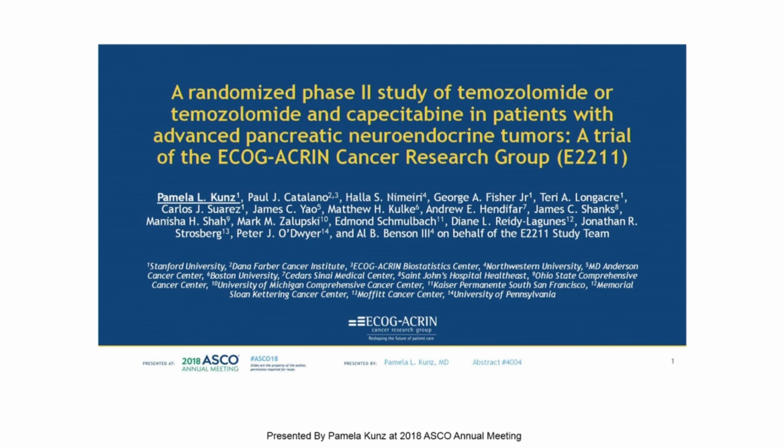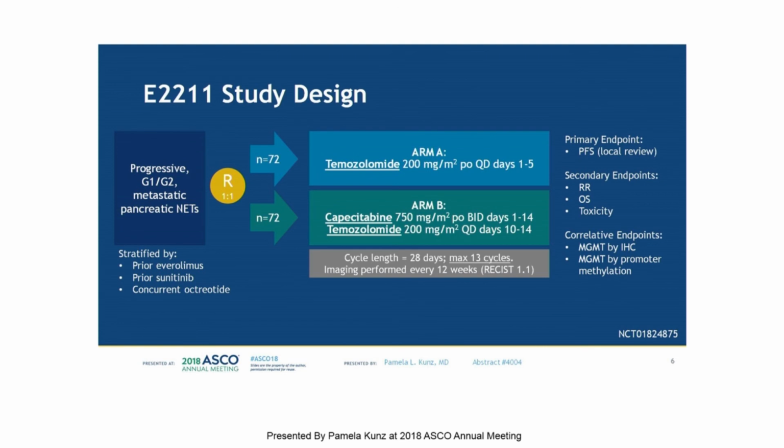But in my last few minutes here, I would like to bring the audience up to speed with some very exciting, very new randomized data that we just learned about a few months ago at the 2018 ASCO meeting. ASCO colleagues, Pam Kuntz and colleagues, reported on this randomized phase 2 study of temozolomide or temozolomide and capecitabine in patients with advanced pancreatic neuroendocrine tumors. So this was an intergroup study done in the US. The study was 140 patients randomized to either temozolomide or TEM-CAPE.